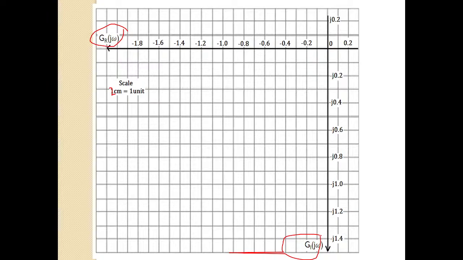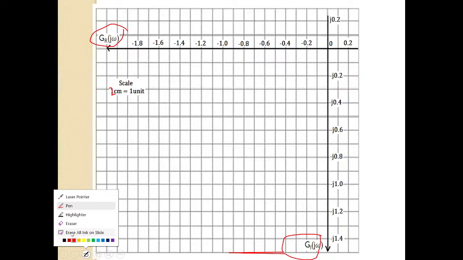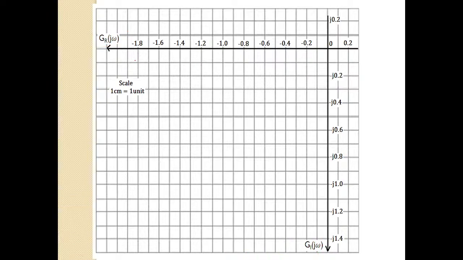I have got real and imaginary values all negative. That's why our plot is in the third quadrant. Since all negative values are there, the plot will definitely lie in the third quadrant. So this is my real axis, and this is my imaginary axis. Take a normal graph sheet and draw the scale. If you complete, just inform so that I can change the slide.